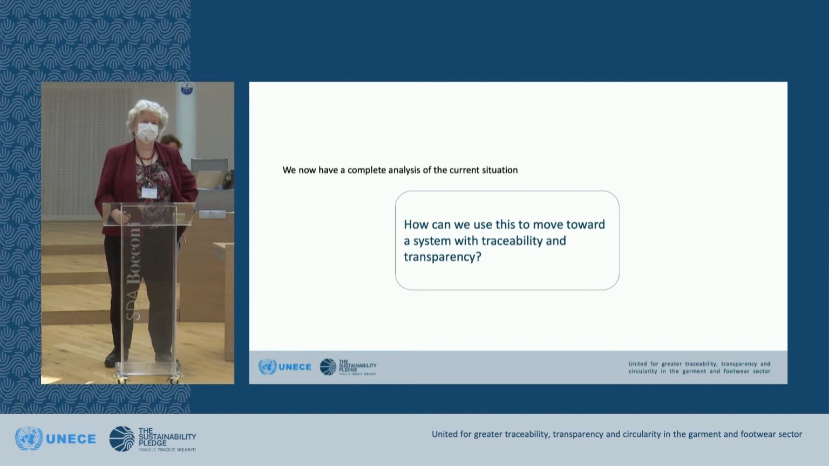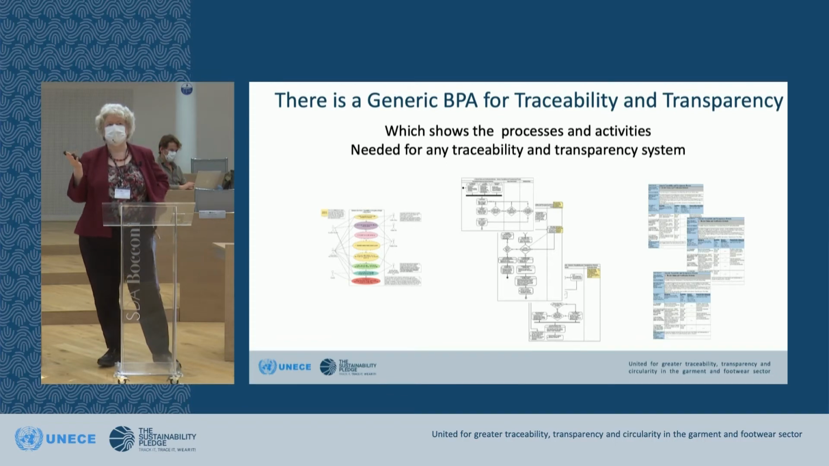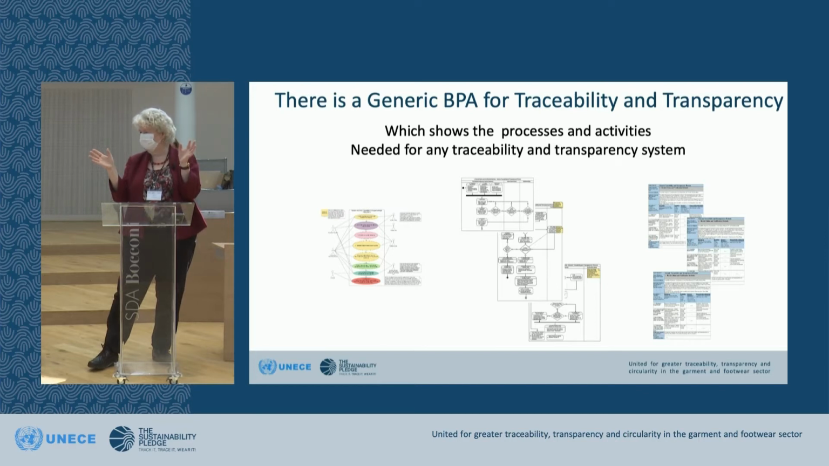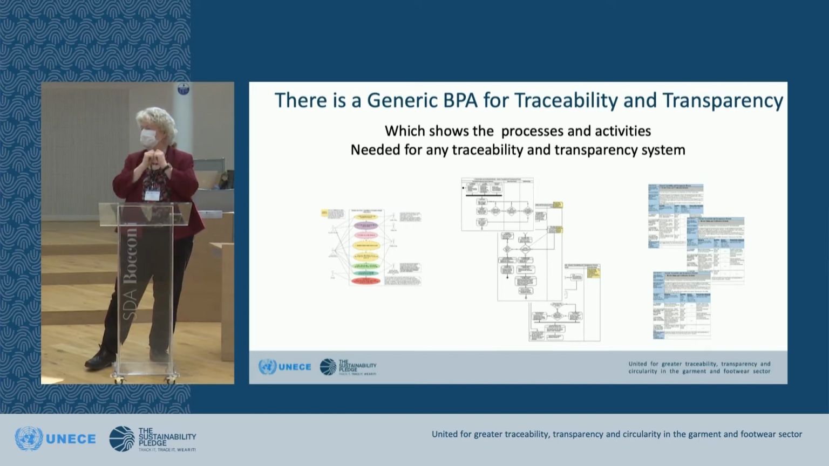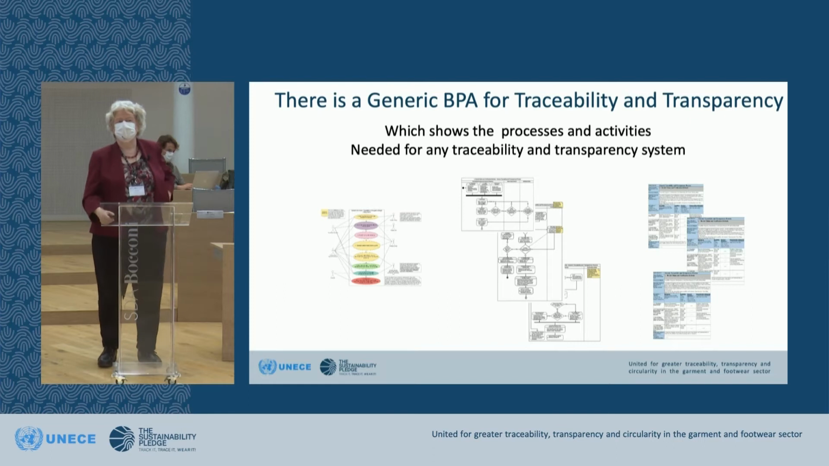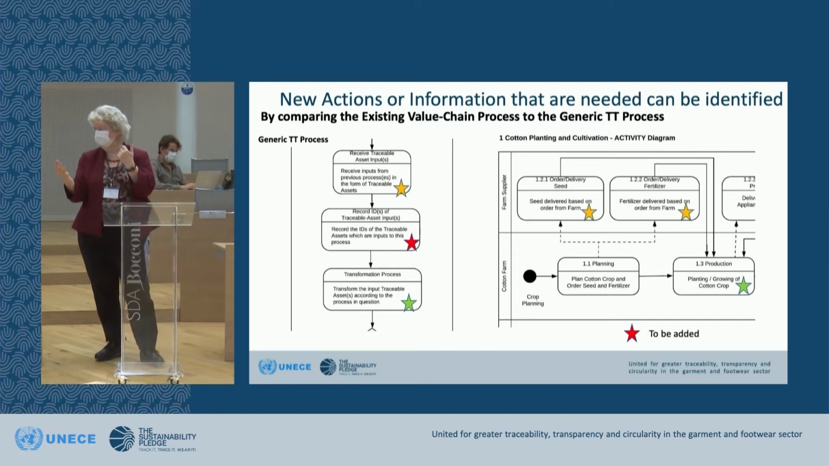So how do you take this and move it towards a system for traceability and transparency? Well, we've done what we call a generic business process analysis, which is a business process analysis that shows all of the processes that you need for traceability and transparency. And you can find those generic processes at the beginning of the two reports that we've done on textiles and on leather. But it's the same generic business process analysis. And then you take your value chain and you do what we call overlaying the generic process onto the individual specific value chain process.